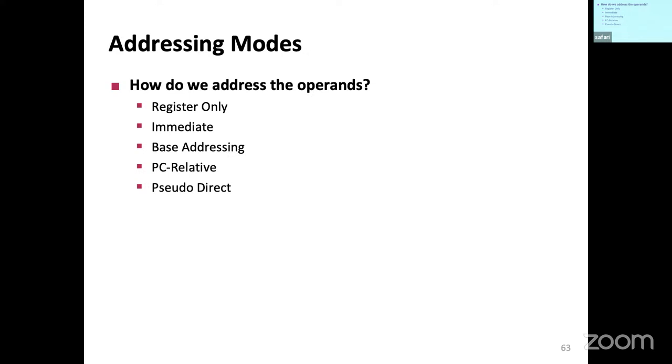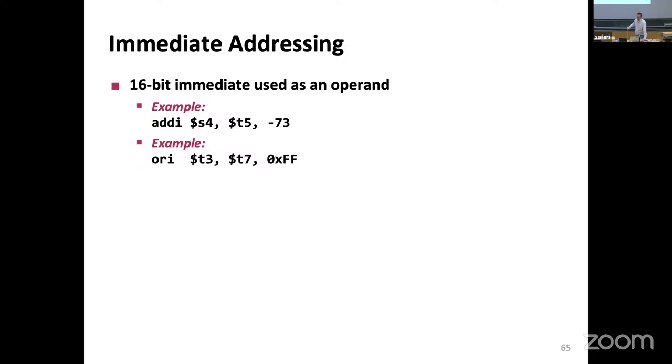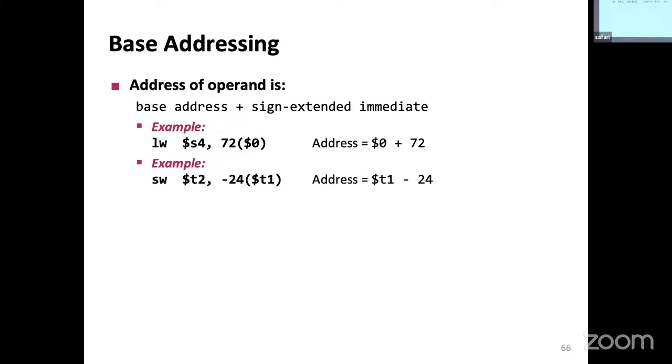Well, the problem is, in the instructions, if you remember, I don't have enough space for the entire address. So it's pseudo-direct, which is almost direct with a couple of caveats. Now, here they are. Once again, the operands are found in the register, so this is register-only addressing. We have the immediate addressing, where an additional constant interacts with two registers to form some result. The base addressing is where we have the base address and then the sign-extended immediate.